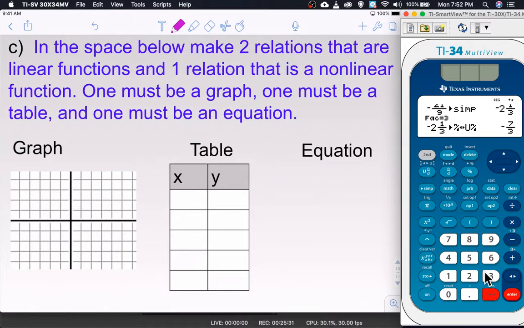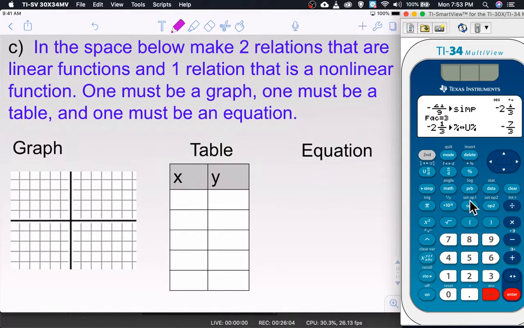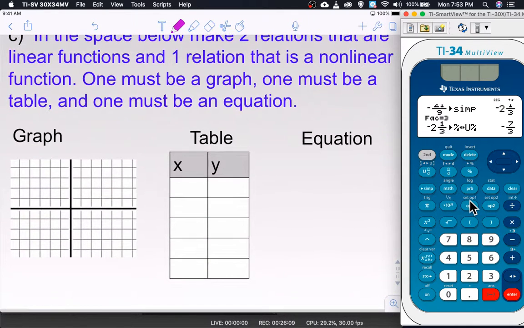Letter C. This is actually the last question for this lesson. In the space below, do you see there's a space for a graph, a table, and an equation? Out of these three, you need to make two of them linear and one that is non-linear. One must be a graph, one must be a table, one must be an equation. Go ahead and pause the video and try this right now. When you're ready to continue, hit play, and we'll go through it together.